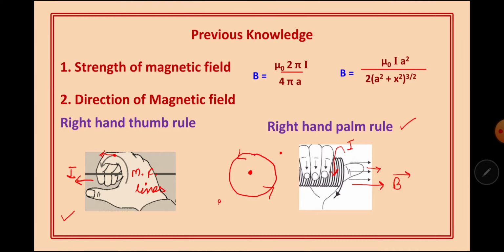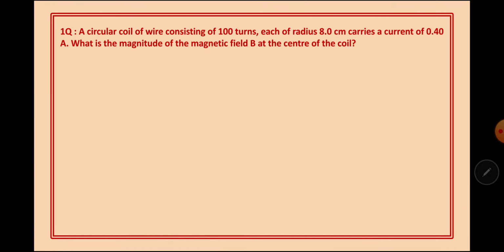All right, so let's now move on to the questions. The first question is, a circular coil of wire consisting of 100 turns, each of radius this, carries a current of this much. What is the magnitude of the field at the center of the coil? So it's a quite simple question. We'll have to make use of this formula as we have already learnt. So students, we need to simply substitute the values and simplify it.